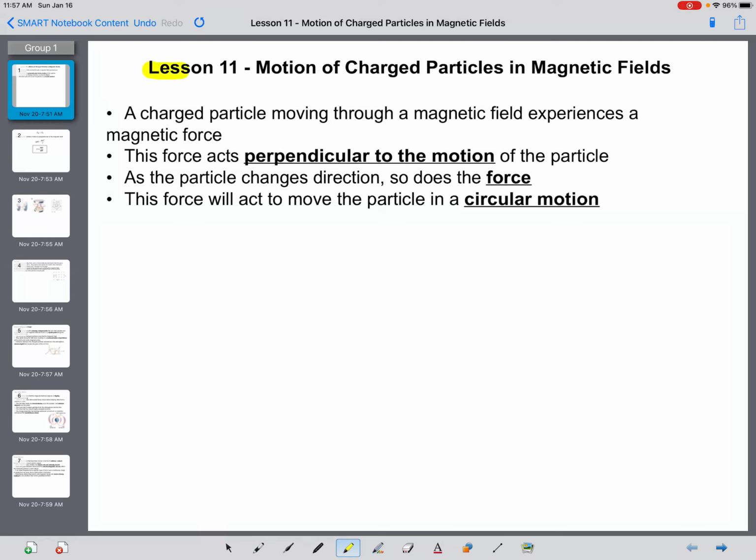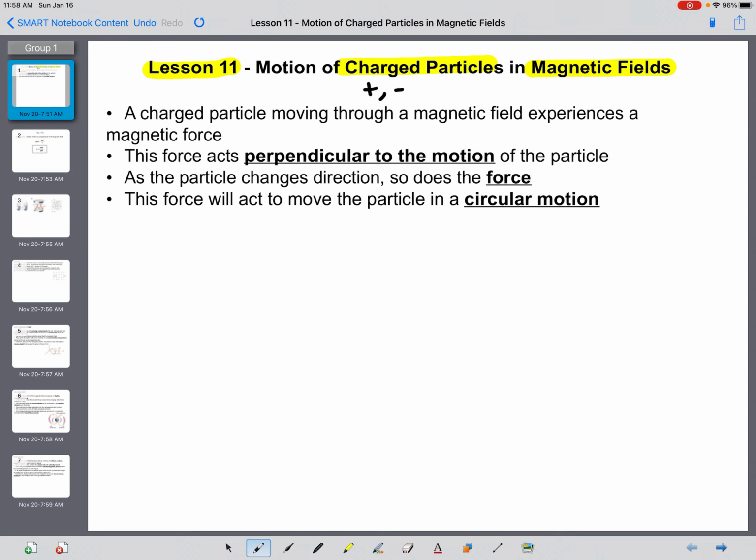So this is Unit 3, Lesson 11. And today's topic is: if I have a magnetic field and if I have a charged particle, what is going to happen if it's moving that way? And just recall, a charged particle can be a plus or minus.